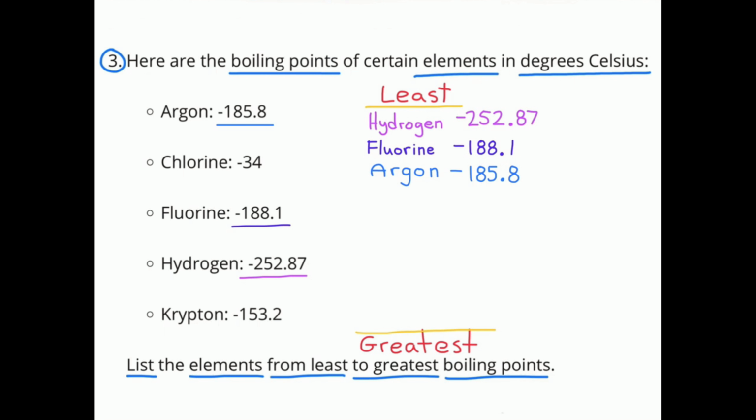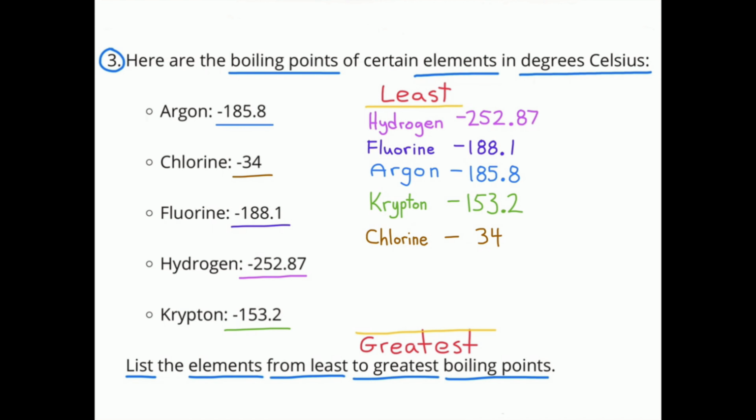So the next number on this list will be argon at negative 185 and 8/10 degrees Celsius. As these numbers are getting greater, the next temperature is krypton at negative 153 and 2/10 degrees Celsius. And finally, the highest boiling point out of all the elements on this list is chlorine at negative 34 degrees Celsius.